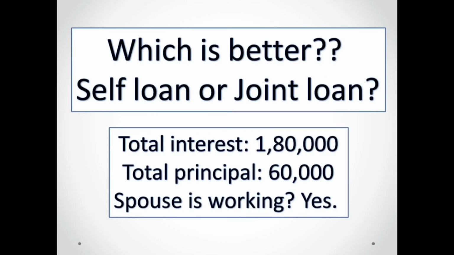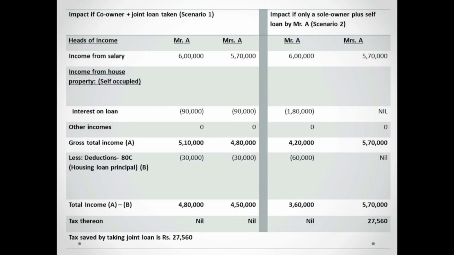Next aspect, which is better, self loan or joint loan? Let's take an example. Total interest is 1,80,000, total principal is 60,000, and spouse is working. Why have I taken this? Because if your spouse is not working, definitely self loan is beneficial, because your spouse is not earning any income, right? But in today's world, everyone wants to work. Both husband and wife work in a family. So keeping those aspects in mind, I have taken a very beautiful scenario and a very beautiful comparison in the next slide. Let's go into it.